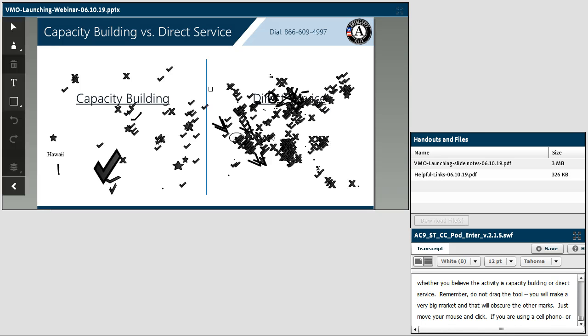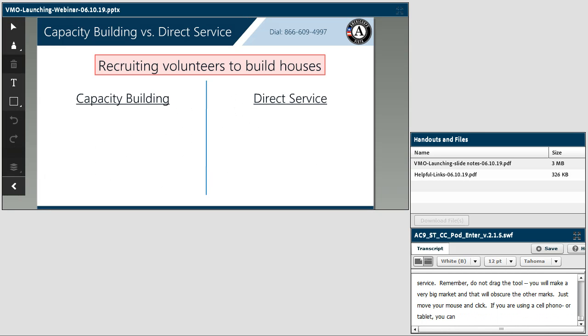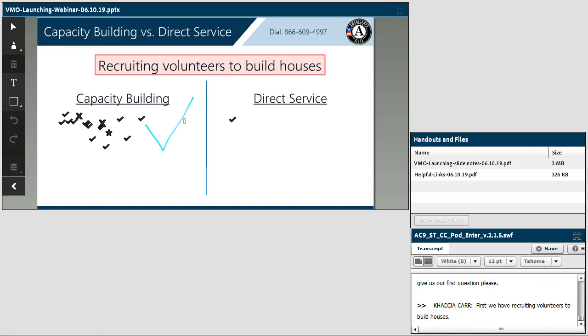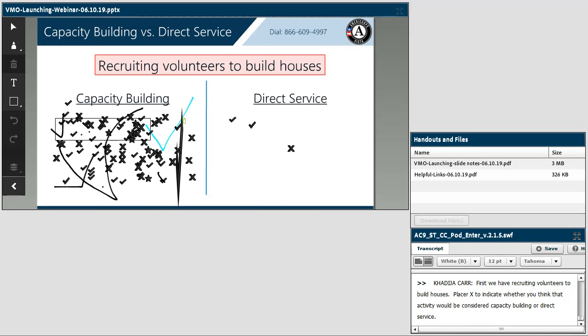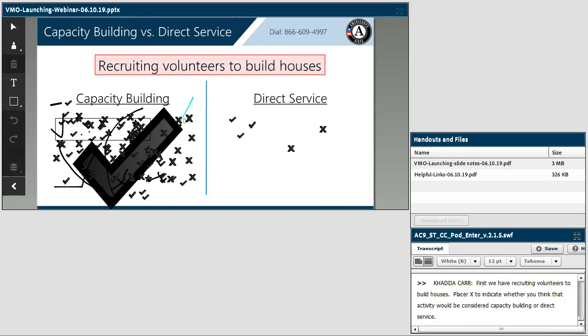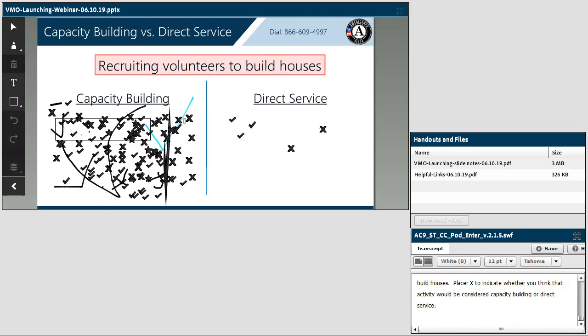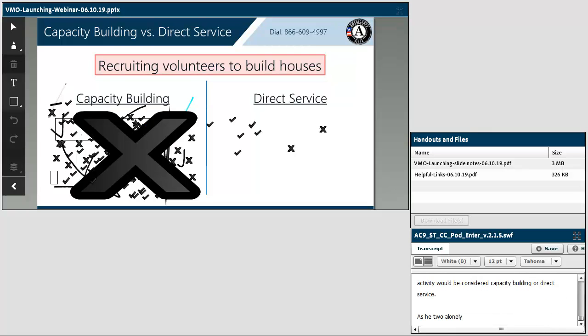All right, Khadijah, you want to give us our first question? Yes, first up, we've got recruiting volunteers to build houses. Place your X to indicate whether you think that that activity would be considered capacity building or direct service. All right, so I see 2 lonely checks on direct service. It's now upgraded to about 5, but really the majority is saying capacity building.